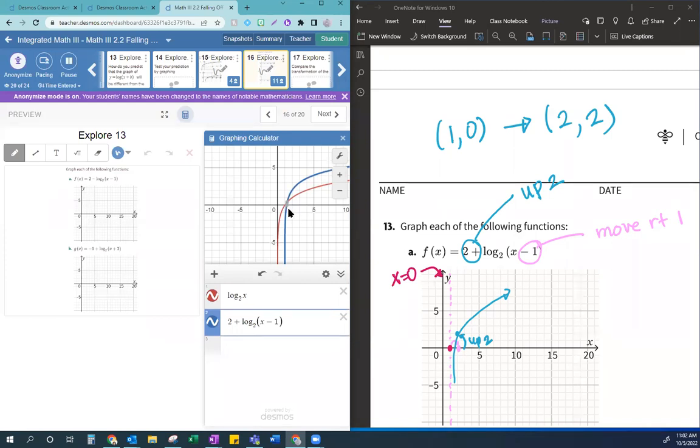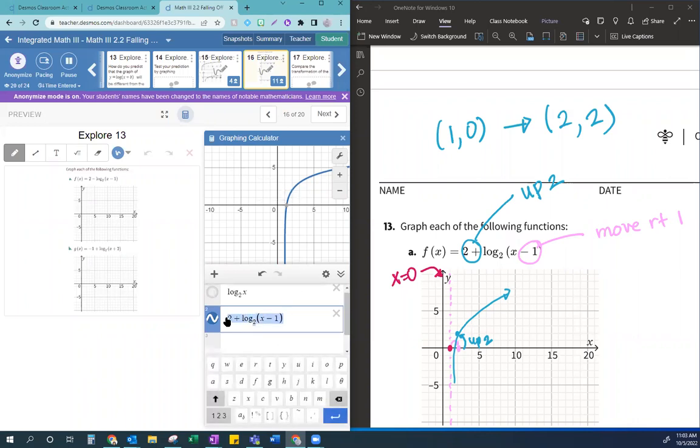2 log base 2 of x minus 1. I want to find that point. Turn this off. There you go. So look at that point right there. You guys all see my point right there? It's not showing up. There it is, 2, 2. Yay, it's at 2, 2.